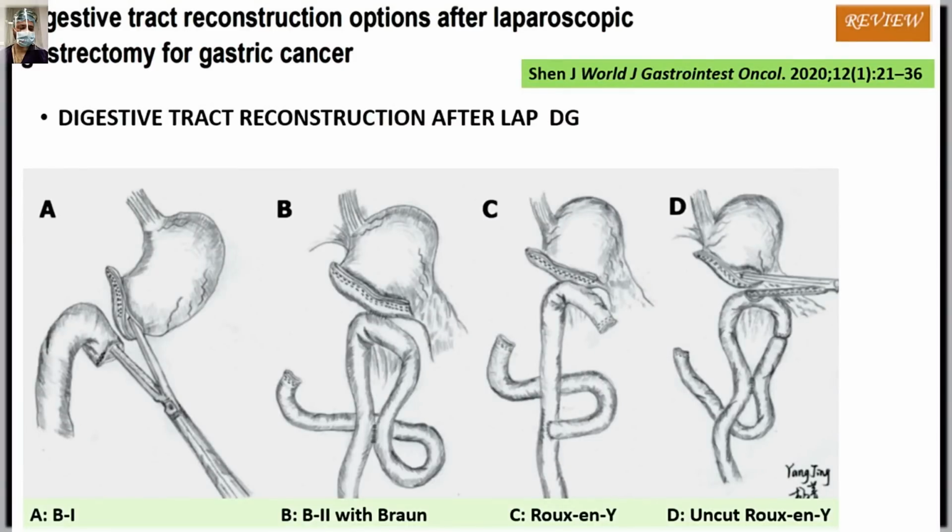This is a review article by Shenje et al., published in 2020, about digestive tract reconstruction options after laparoscopic gastrectomy for gastric cancer, that is after distal gastrectomy. In this study, they found that there were mainly 4 types of reconstruction methods commonly reported all over the world. Figure A was Billroth 1 reconstruction, in which we do distal gastrectomy followed by gastroduodenostomy. Second is Billroth 2 with Braun modification, in which we bring a loop of jejunum and do gastrojejunostomy, and between the loops we add jejuno-jejunostomy to prevent the reflux of bile. Third was Roux-en-Y, and fourth was uncut Roux-en-Y, in which we fire an uncut stapler distal to the gastrojejunostomy and add Braun's anastomosis, that is jejuno-jejunostomy, to prevent the reflux of the contents.